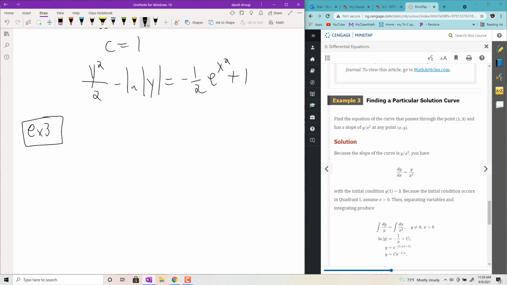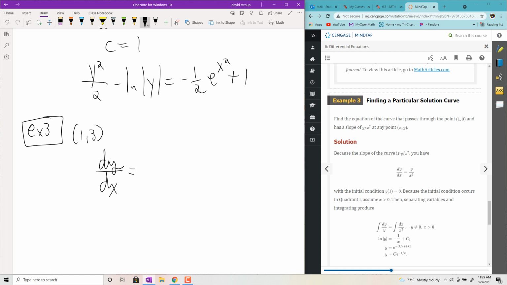Find the equation of the curve that passes through the point (1, 3) and has a slope of y over x squared at any point. So slope is just another word for basically derivative. I mean, slope, you probably learned in Calc 1, is the derivative. It's just, for functions, the derivative is a variable. So it's a variable slope formula.